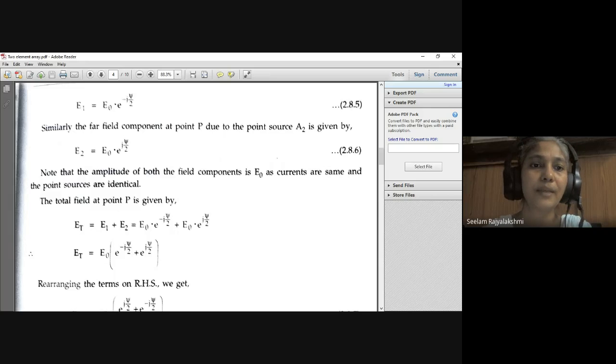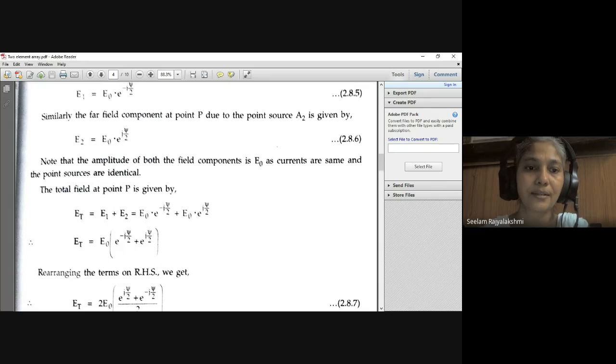So the total field at point P is given by Et equals E1 plus E2. Let us substitute the E1 and E2 values. Et equals E naught e power minus j psi by 2 plus E naught e power j psi by 2. Taking E naught common, Et equals E naught into e power minus j psi by 2 plus e power j psi by 2. So, rearranging the terms.